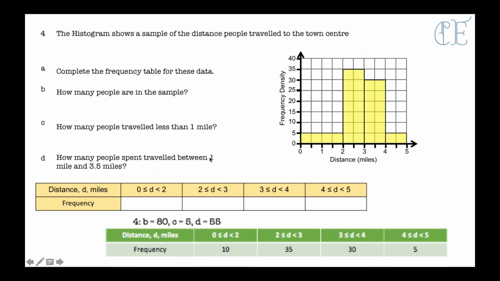How many people travelled between 1 mile and 3.5 miles? So between 1 and 3.5, which means you would have to find the area of this, this, this, and this, giving us a total of 55 people.